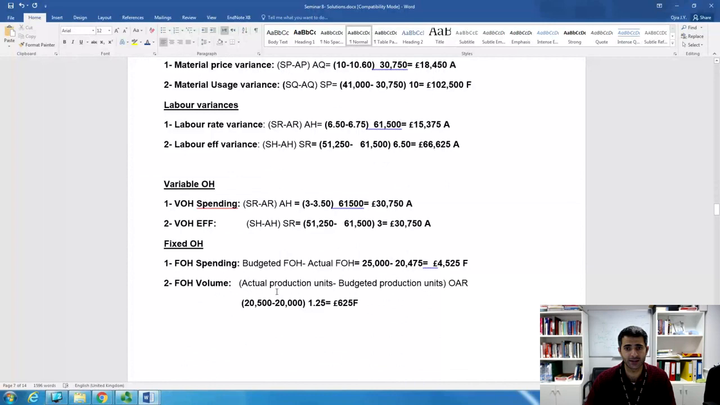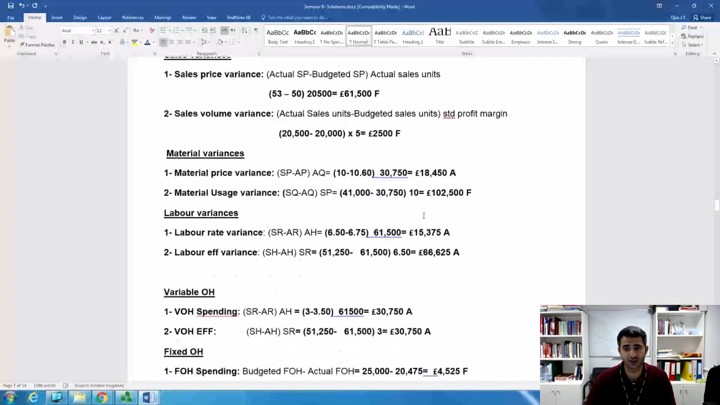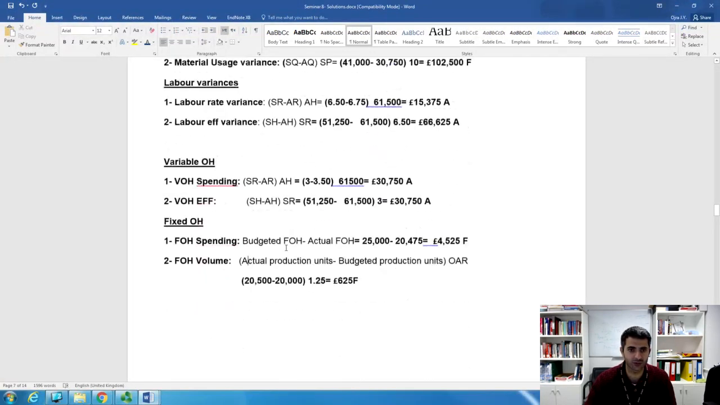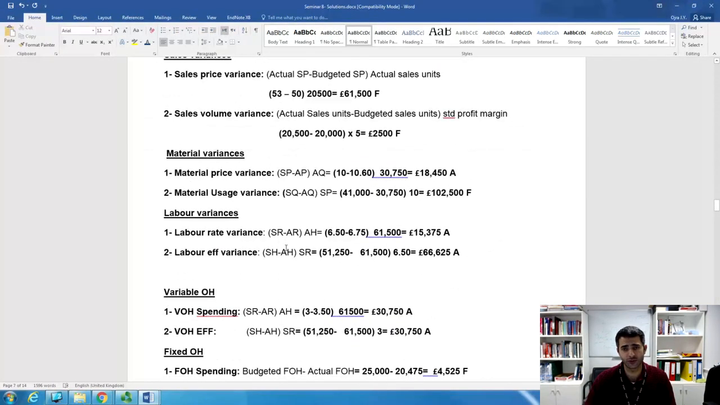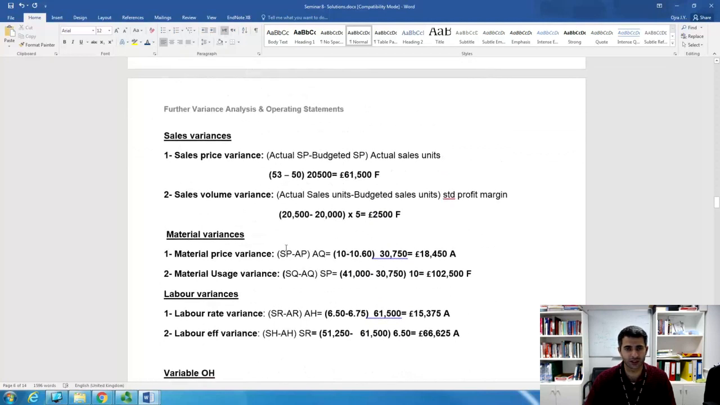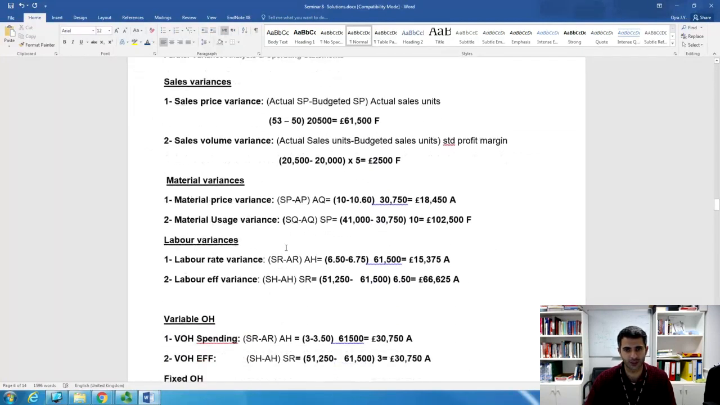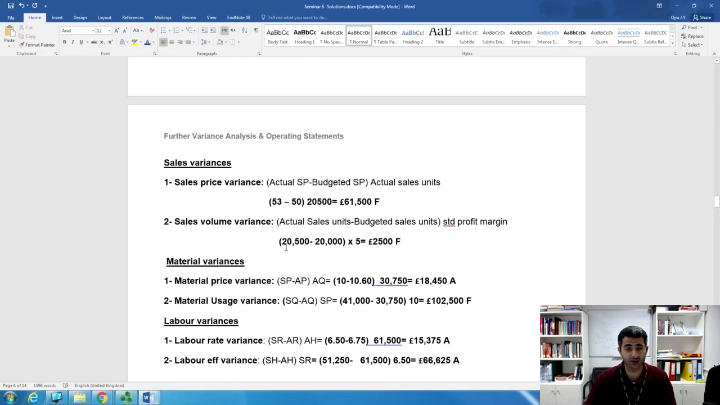So if you are stuck with A and F, adverse or favorable, and you don't want to think straight away: a positive number is favorable, a negative number is adverse. The 10 formulas in front of you will help you a lot instead of confusing yourself. That makes your life easier. Once we have the formulas, that's it. Job done, 90% done from the question.